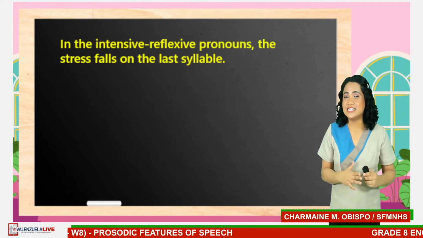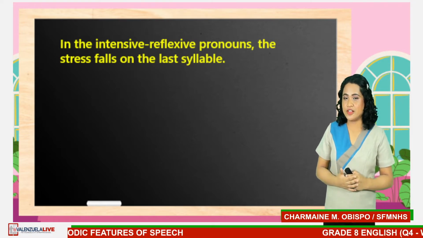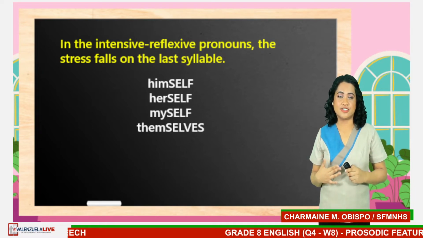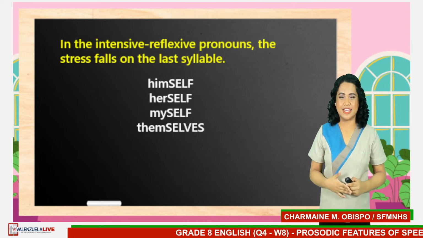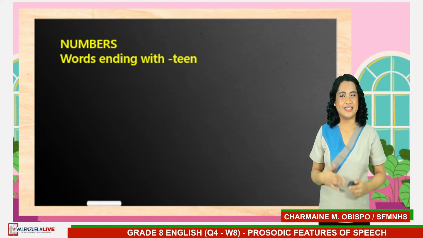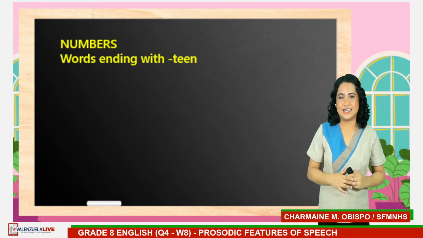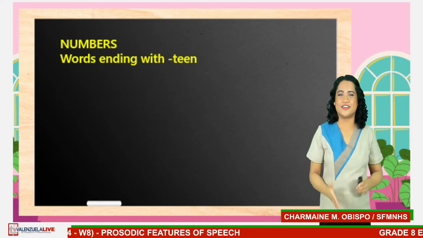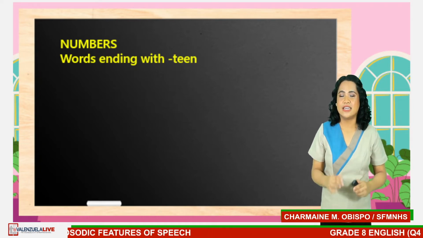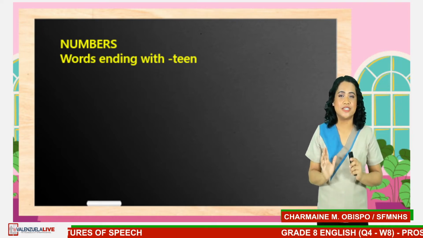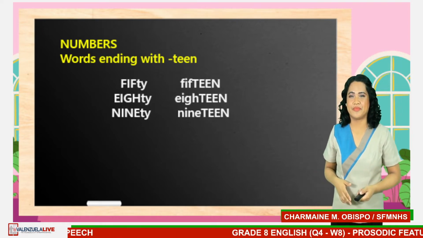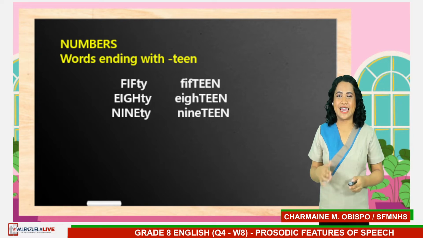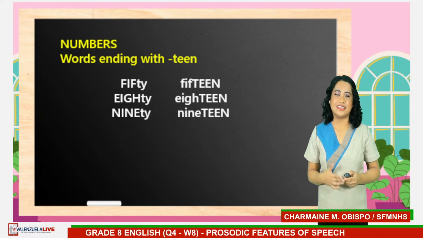Next, in the intensive reflexive pronouns, the stress falls on the last syllable. For example, himself, herself, myself, themselves. Next, for numbers ending in teen, they may receive the stress on either syllable, but it is advisable for students learning English as a second language to stress the last syllable so as to differentiate clearly. Let's compare. Fifteen, eighteen, nineteen.